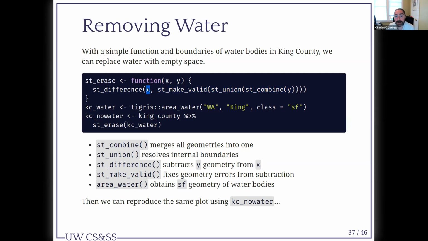Okay, so you just give it x. If x already has problems, you might want to say stMakeValid on x and fix it first. But if you got to this point, it probably doesn't have any problems. Then what we're going to do is we're going to get all those bodies of water.